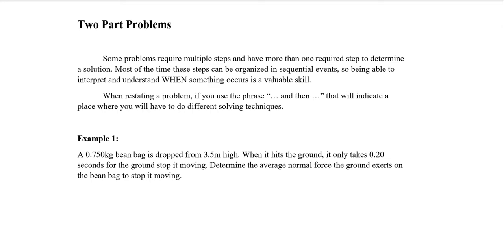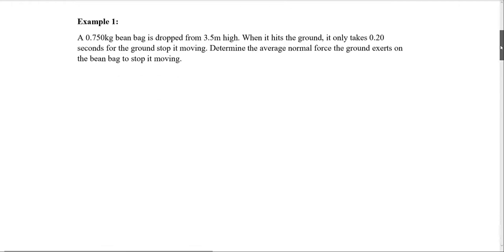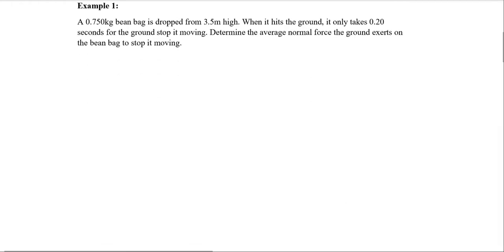So today, let's look at example 1. So you start just by reading this problem. A 0.750 kilogram beanbag is dropped from 3.5 meters. When it hits the ground, it only takes 0.20 seconds for the ground to stop it moving, and we have to determine the average normal force the ground exerts on the beanbag.